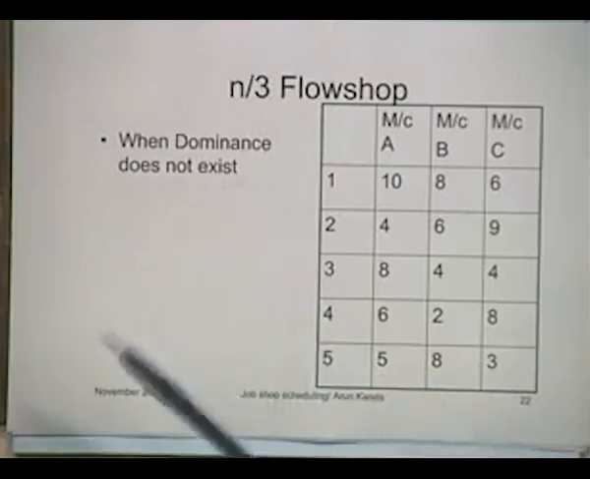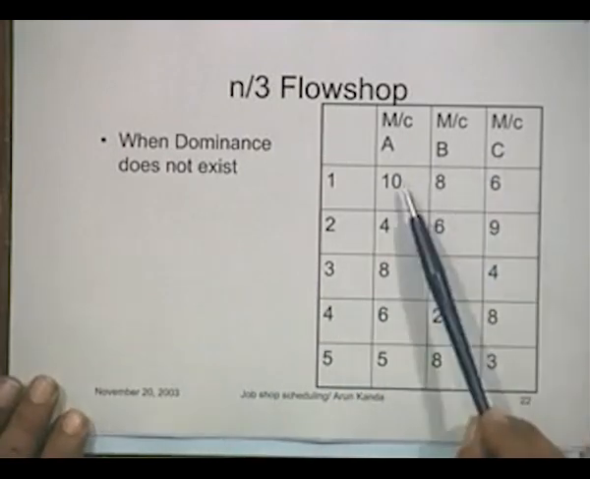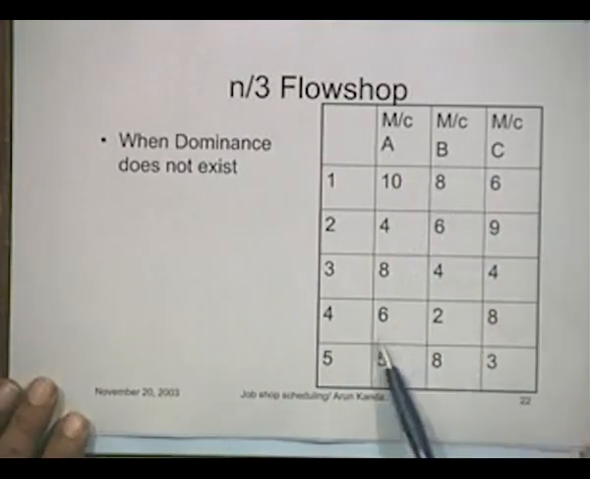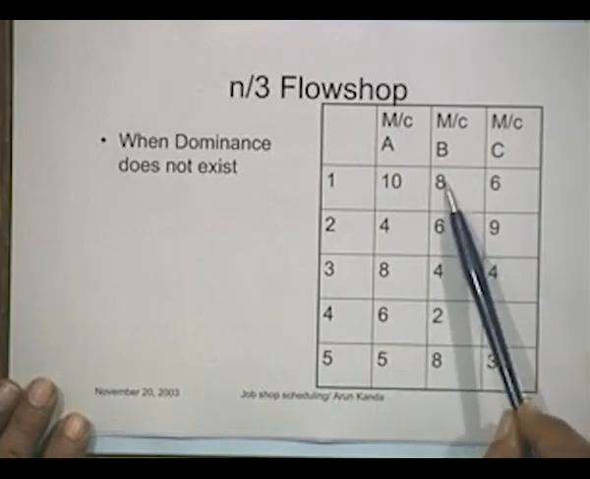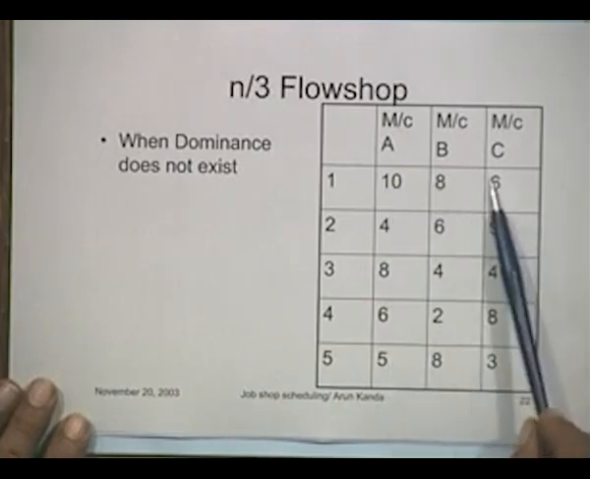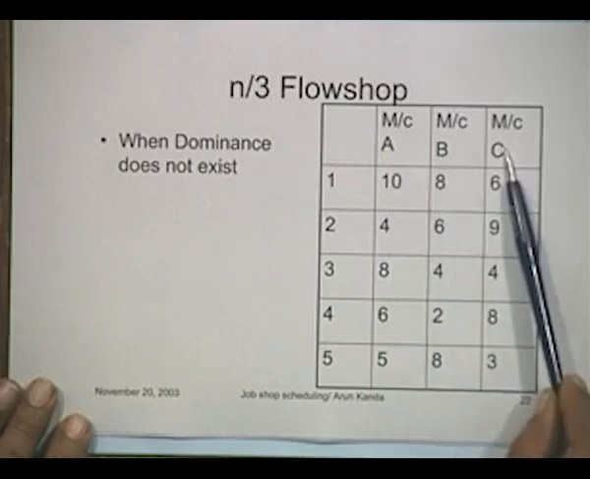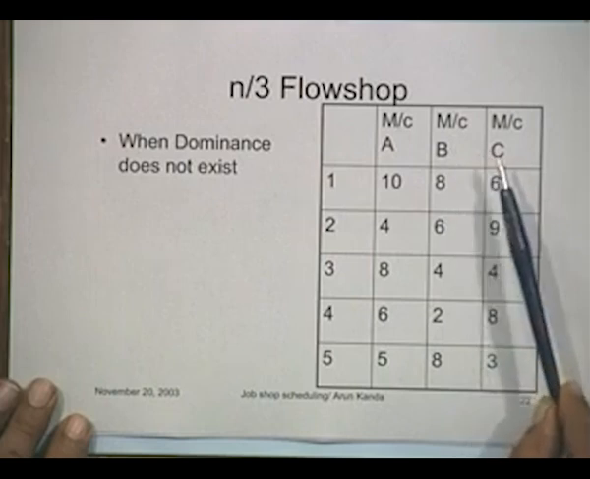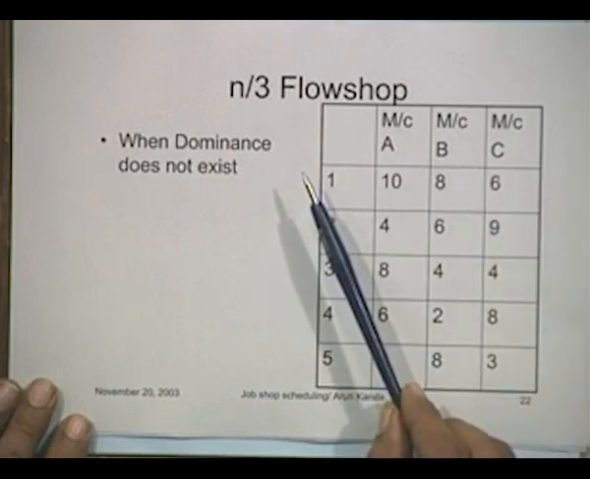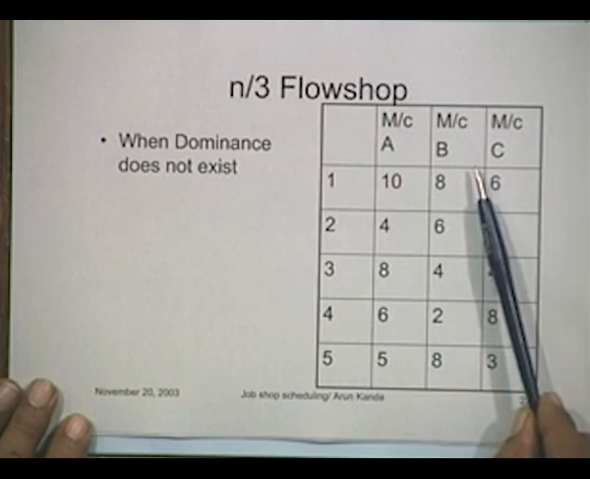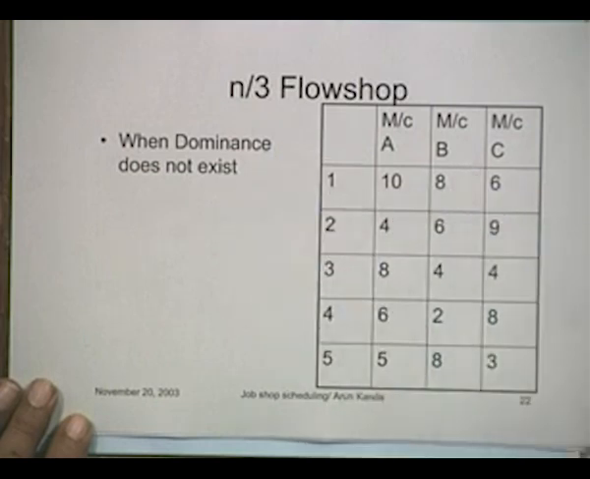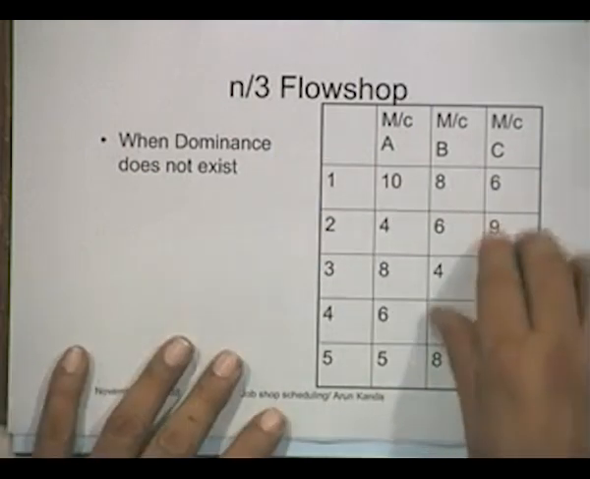However, it has been seen that even when dominance does not exist, that means here what you find is the minimum is 4 and the maximum is something else which is 8. So there is no dominance here and no dominance here. Even in such a situation you can combine A and B and B and C. You will still have 2 fictitious machines, solve it, and the general conclusion is that the solution is generally found to be very close to optimum, even when dominance does not exist, although it is not optimum in general. So that is what you tend to find in this kind of situation.